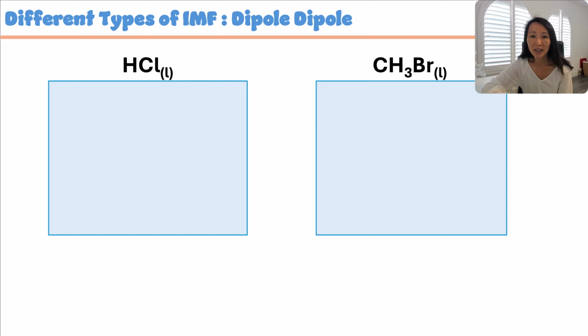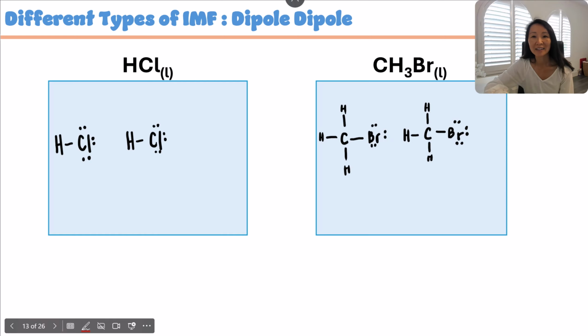Now, before I begin, I'd like for you to draw two Lewis structures for HCl and CH3Br. So you will draw HCl here, and right next to it, draw another one. Same for CH3Br. Draw one on the left and one on the right. Come back and check this video. And here is the key.